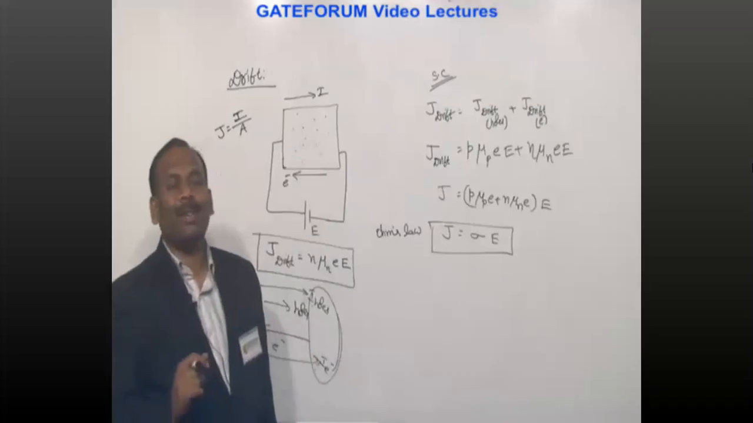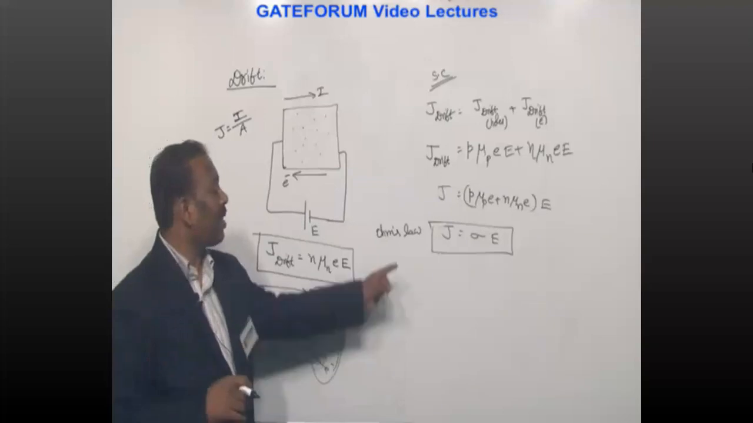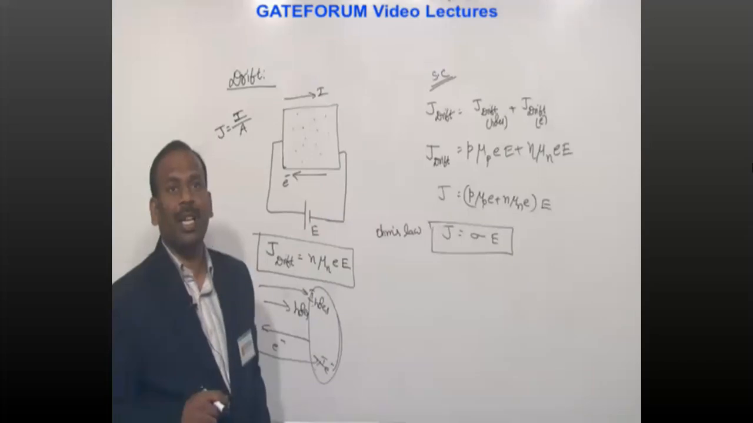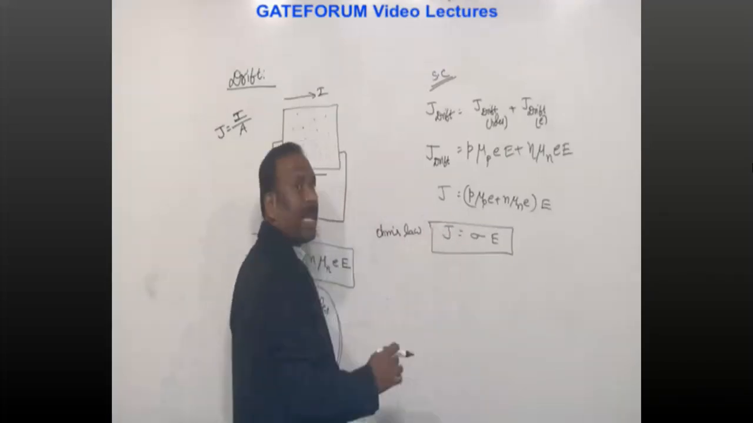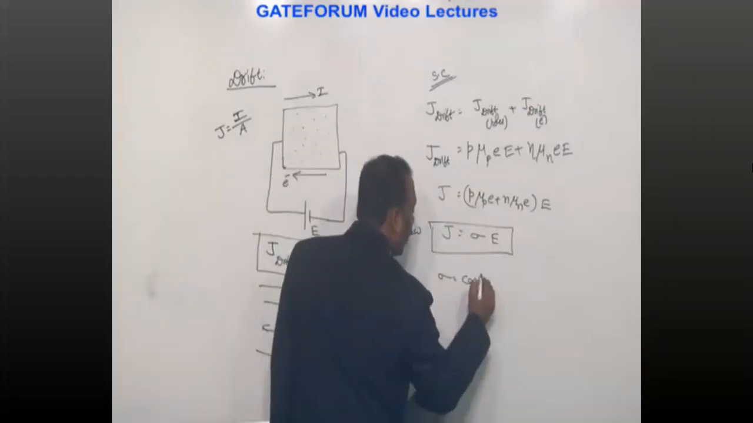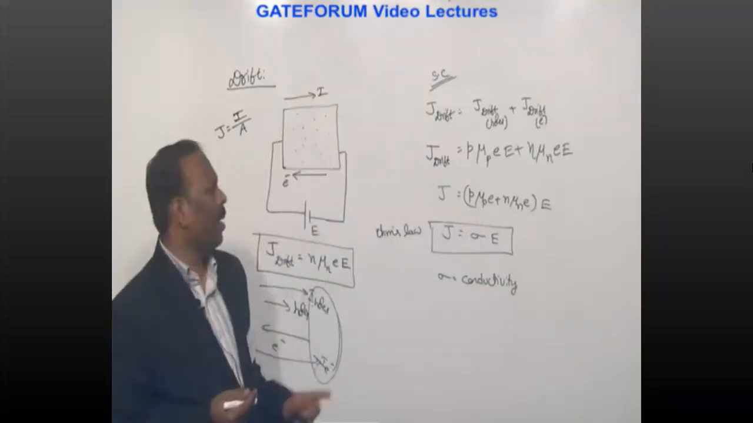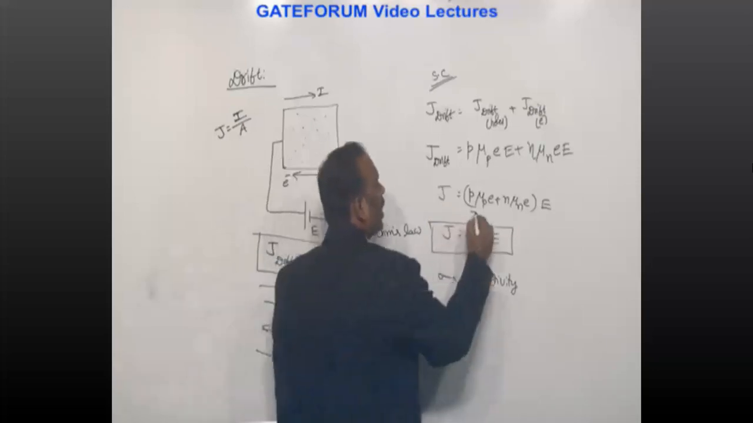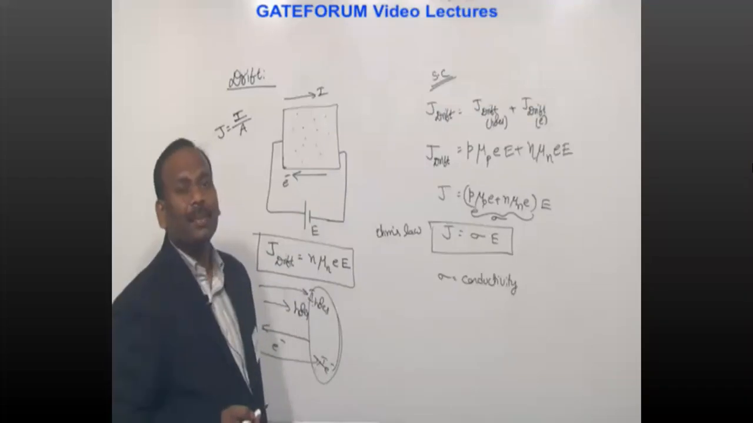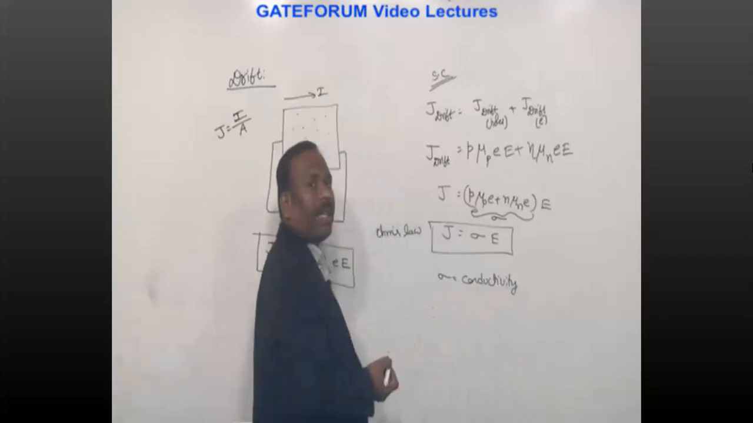Now, this is called Ohm's law. V equals IR is one form of Ohm's law, in terms of voltage and current. In terms of current density, electric field and conductivity, the formula is J equals sigma E. What is J? Current density. What is E? Applied electric field. What is sigma? Sigma is called conductivity. Very important from the problems point of view. Sigma equals p mu p plus n mu n, times the charge. Is that clear? It's called conductivity.